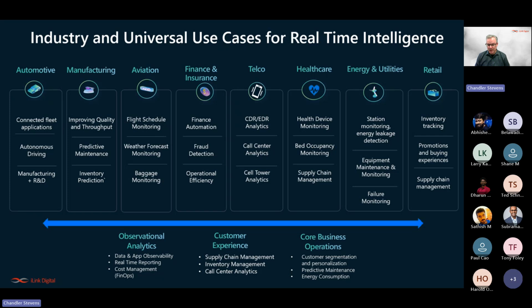I won't call all of them out today, but I would encourage you to spend time looking at some of these that are relevant to your industry and trying to work through a discussion around, are there opportunities for real-time intelligence in your organization? Are there areas of capability that can provide a better customer experience, a better core business operation outcome, and also provide you the ability to think through observational analytics and that notion of cost management, thinking through how you can get more from the data that you have today.